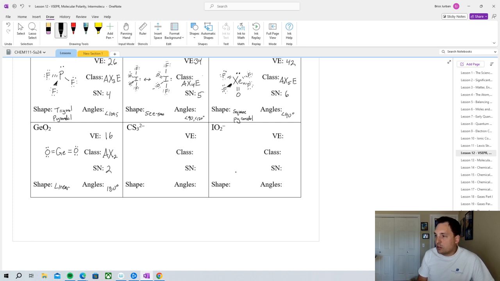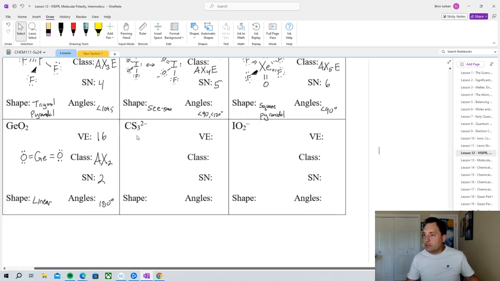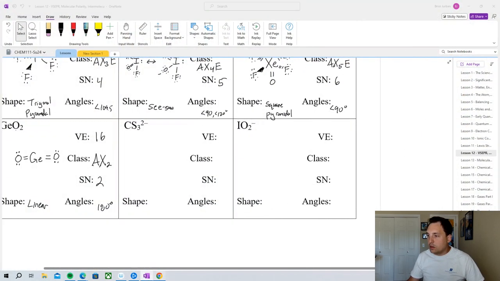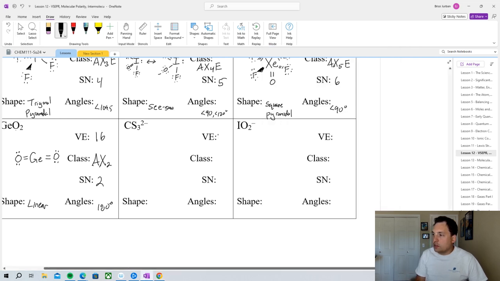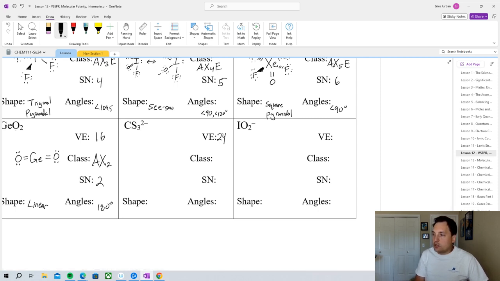Carbon trisulfide. All right, so this one we have carbon with 4, sulfur with 6 each, and then the 2 minus means we add 2 electrons, so 24 valence electrons. Carbon can never have more than 8 electrons. So this is a case where we're not going to have any lone pairs on the carbon in the middle. So there's no tricks on this one. This will be an AX3.